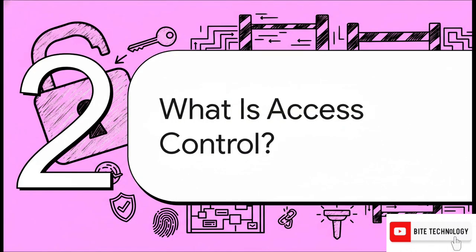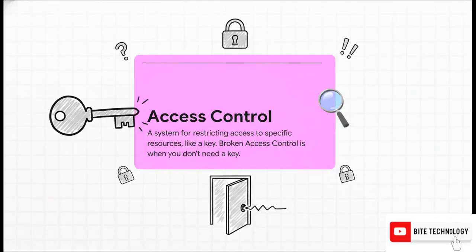All right, so we know why we should be looking for them, but what exactly is access control? Let's break it down. Honestly, the concept is super straightforward. Just think of access control as all the keys and locks for a website. It's the whole system that's supposed to make sure only the right people can get to specific things. So, broken access control? That's just when the door is unlocked and you don't even need a key to get in.